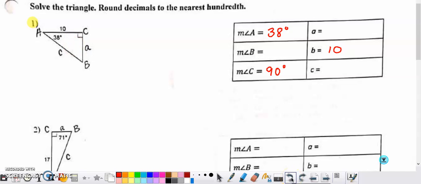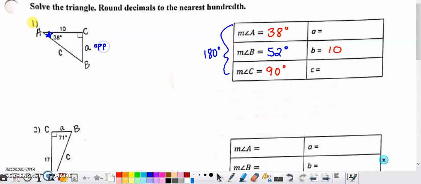Alright, so I think the easiest thing to solve for first is the measure of angle B by just figuring out what remains because all 3 angles have to add up to 180 degrees. So 38 and angle B have to add up to 90 in order to round out that 180. So this is going to have to be 52 degrees. Since A is the one that's given to us, we're going to stick with that as our reference angle. And let's say we solve for side A first.